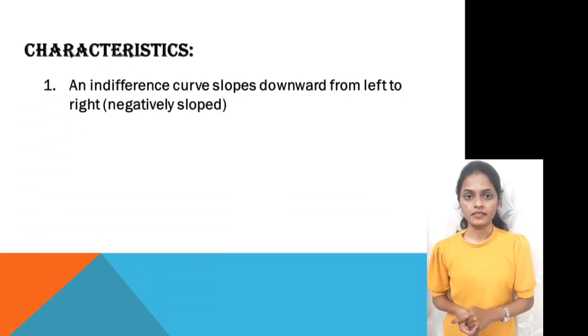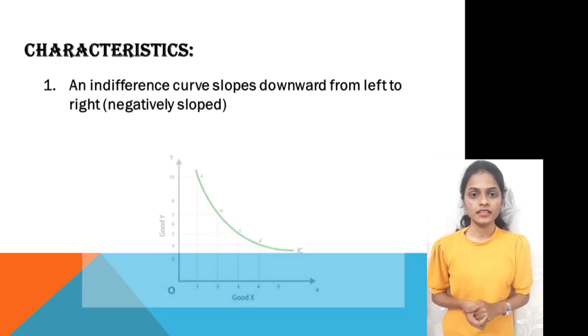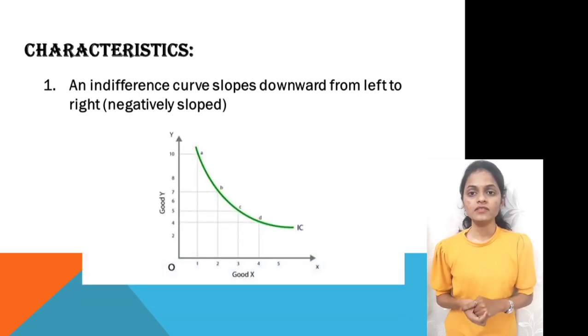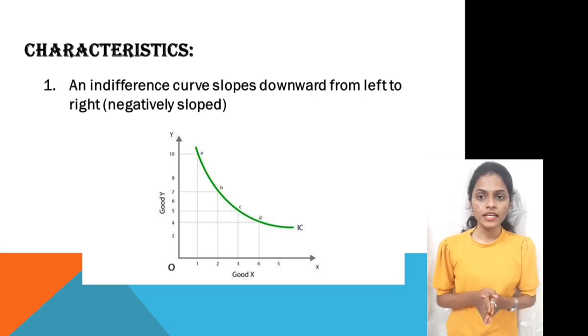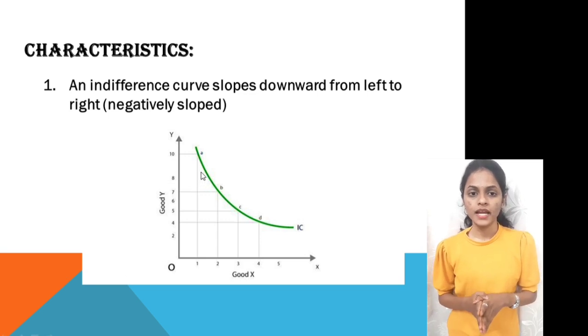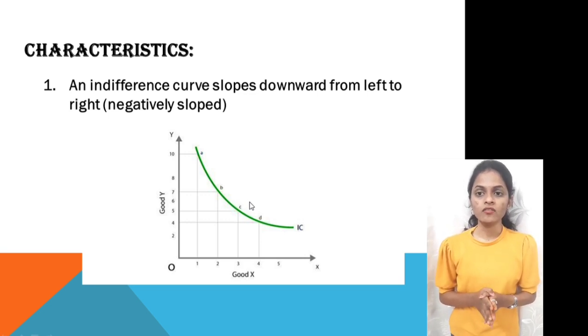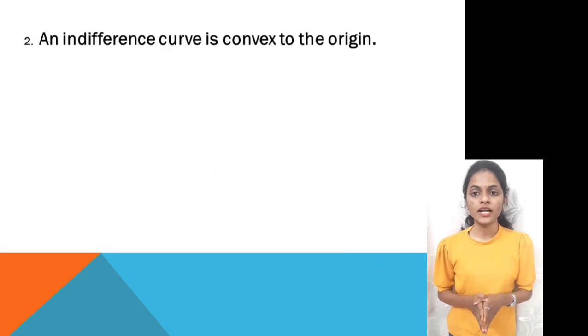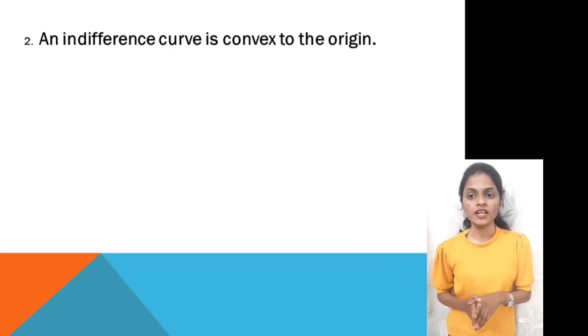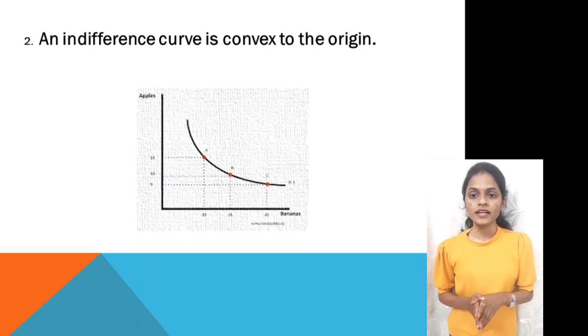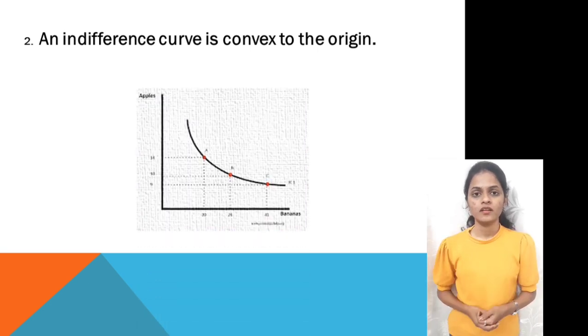Let's see the characteristics. First characteristic is an indifference curve slopes downward from left to right, which is called negatively sloped. An indifference curve has a negative slope, that is, it slopes downward from left to right. Because if the consumer decides to have one more unit of a commodity like apple, the quantity of another good like oranges must fall, so that the total satisfaction remains same.